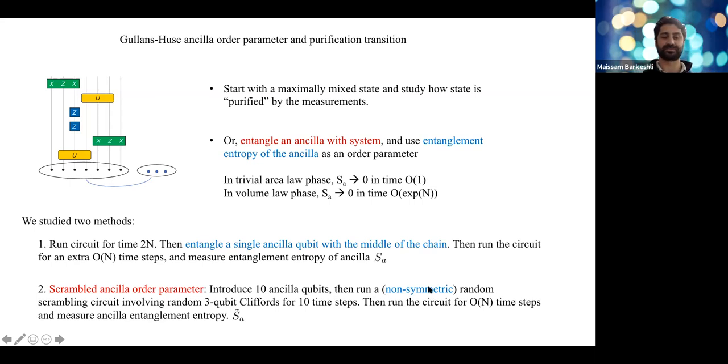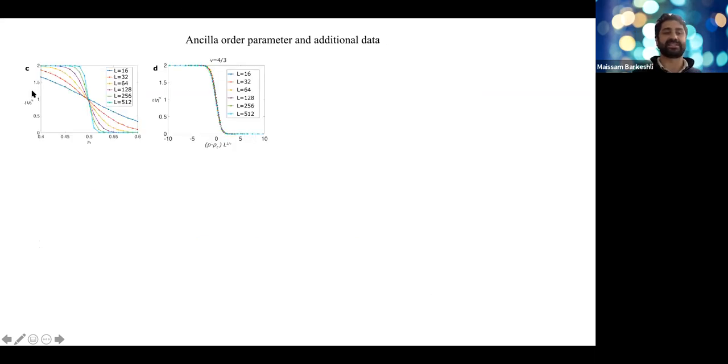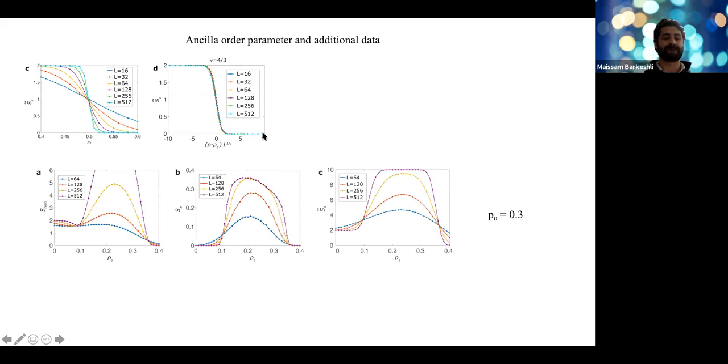So now the ancilla order parameter, particularly the scrambled one, shows a beautiful transition, where, again with 0 unitaries, we have a transition between the ancilla entropy being 2 at late times to being 0 at late times. So that's the SPT to trivial transition.